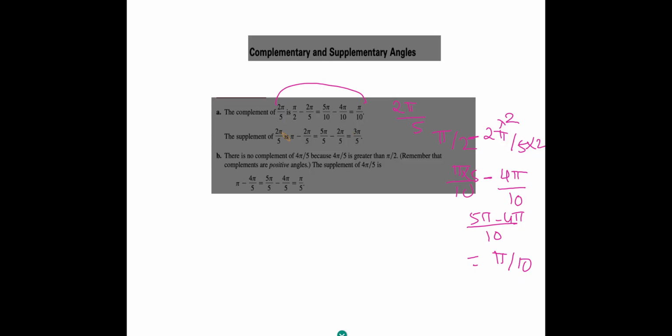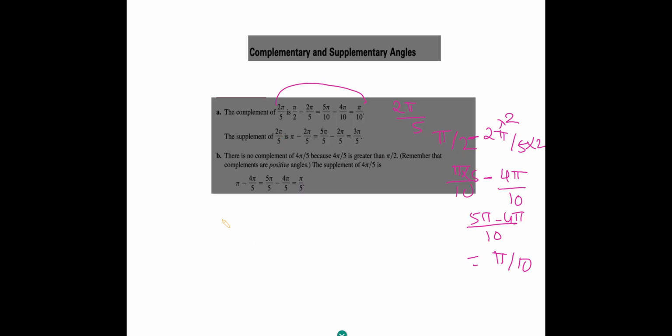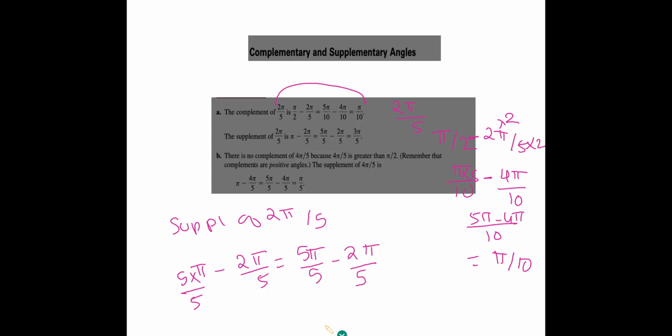Yeah. Now the supplementary of this we have to find, and as we know, the supplementary sum will be pi. So supplementary of 2 pi over 5, so whole will be pi. So it's pi minus 2 pi over 5. Here, just multiplying this by 5 over 5, I got 5 pi over 5 minus 2 pi over 5, and then 5 pi minus 2 pi over 5, which is 3 pi over 5. Understood?